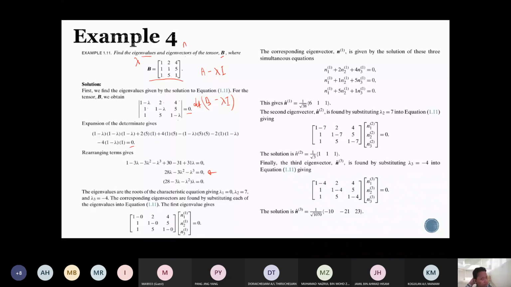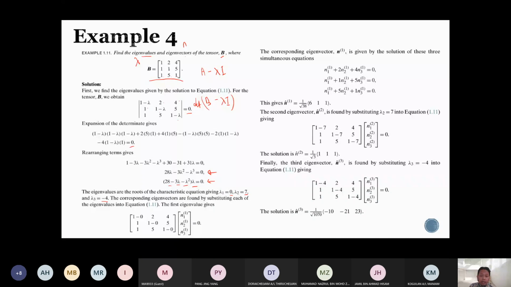So if you have a 2 by 2 matrix, you will end up with a quadratic equation. Okay? But if you have a 3 by 3 matrix, you end up with a cubic equation. So from here, you can find the value of lambda by factorizing, or you can use a calculator to find lambda. Here he used a calculator, he did not show how to calculate. So lambda equals 0, 7 and minus 4.